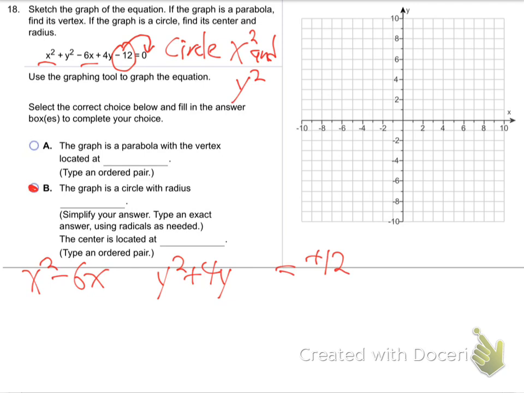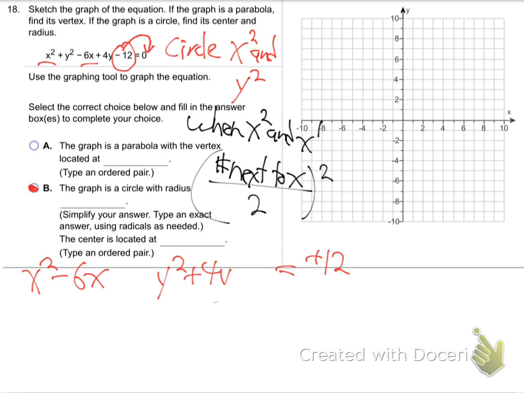I need to do some work on the equation because the equation's all kind of messed up. So right now I've got the x stuff together, the y stuff together, and I put the number on the other side. So what I'm going to basically have to do is complete the square. Remember we had one of these earlier? So when you have x squared and x to the first, you put the number next to x over 2 squared, add to both sides.